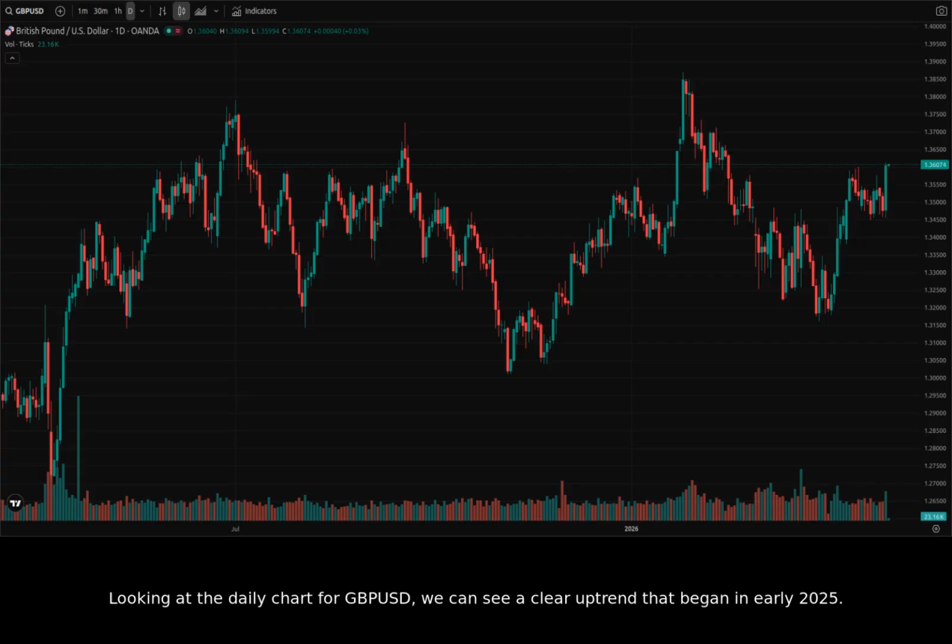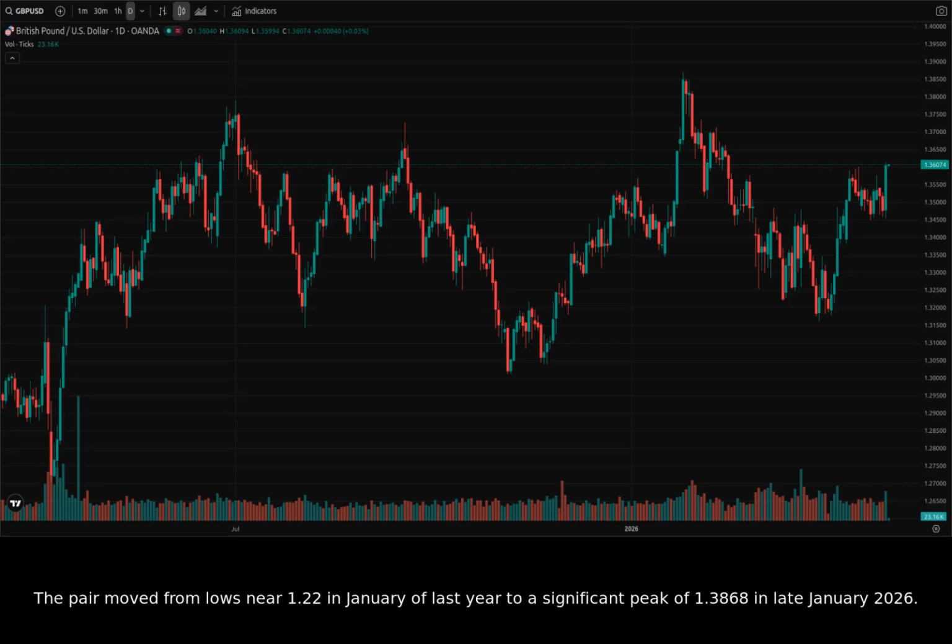Looking at the daily chart for GBPUSD, we can see a clear uptrend that began in early 2025. The pair moved from lows near 1.22 in January of last year to a significant peak of 1.3868 in late January 2026. This massive rally showed the resilience of the pound despite the hawkish rhetoric from the Fed.